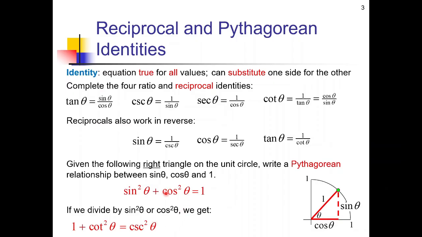Let's go through again and this time divide by cosine squared. Sine squared over cosine squared is going to give us tan squared. Cosine squared over cosine squared is just 1. And then 1 over cosine squared is secant squared. So we have tan squared plus 1 equals secant squared for the third of our Pythagorean identities.